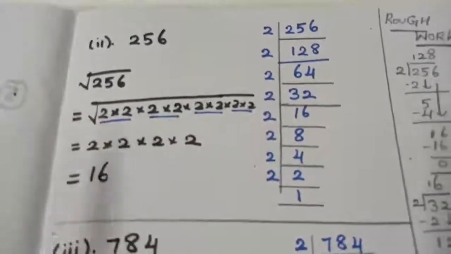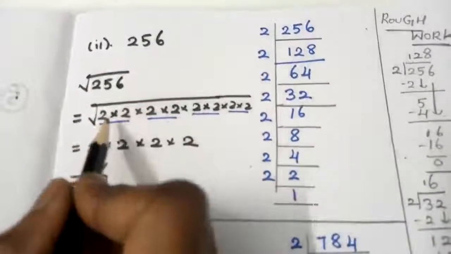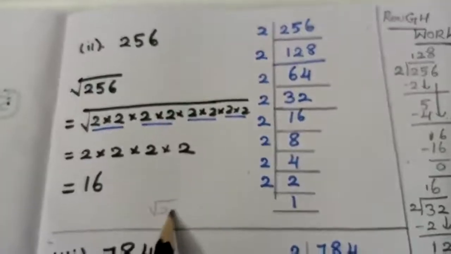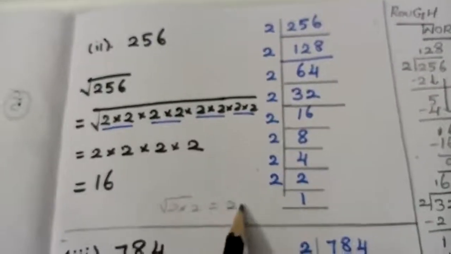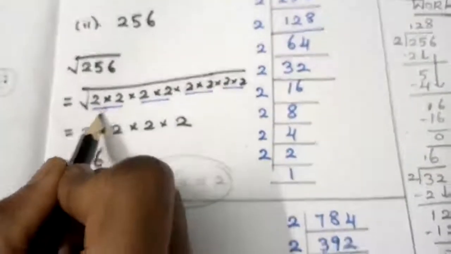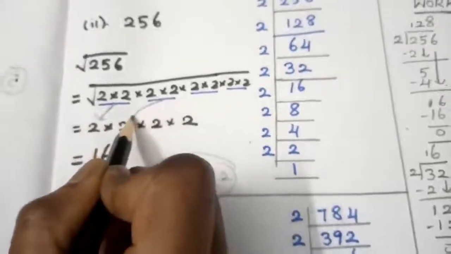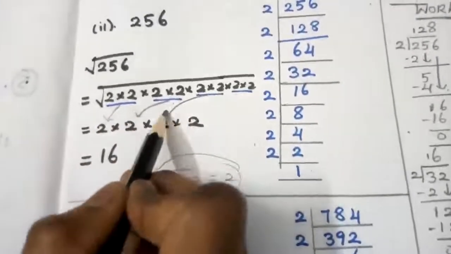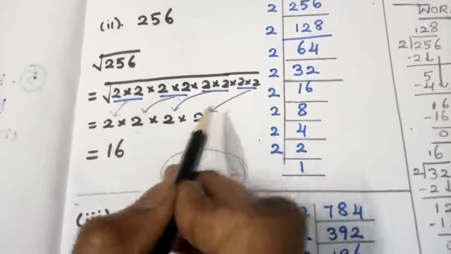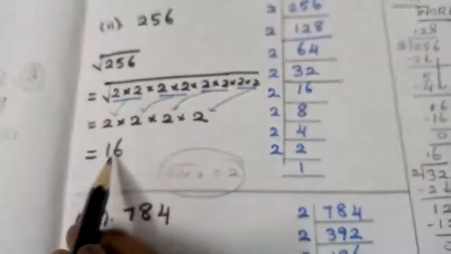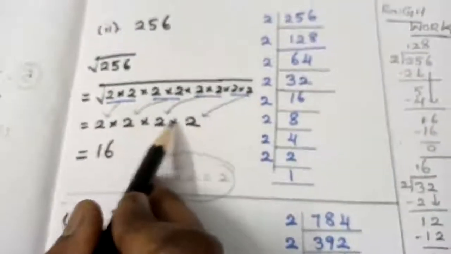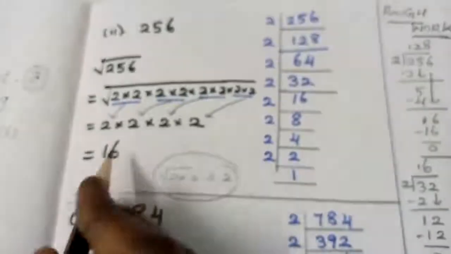After underlining, again I will repeat, root of 2 into 2 means equal to 2. That is why from this I am taking 1 2 outside. Here 1 2. Here and here. How many times am I having 2 here? 4 times. Multiply. 2 2s are 4, 4 2s are 8, 8 2s are 16. And this is the answer.